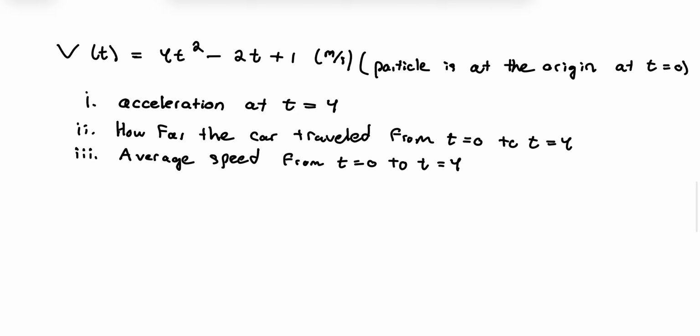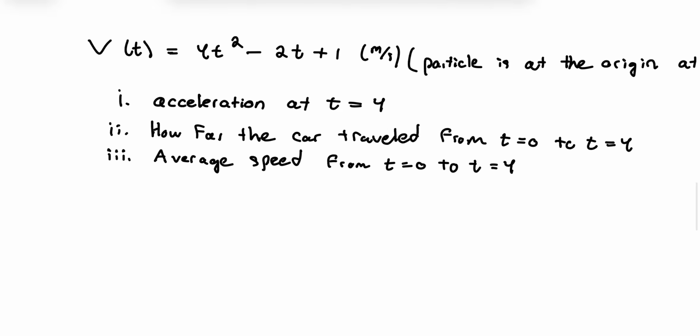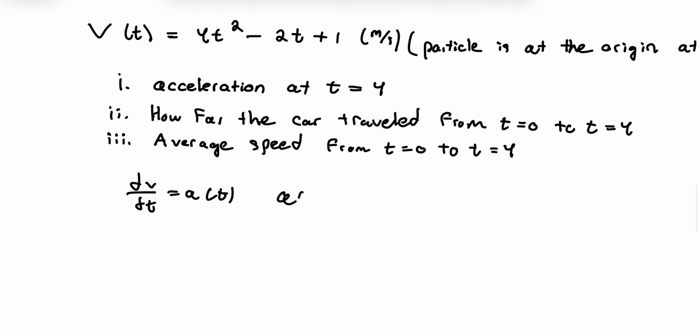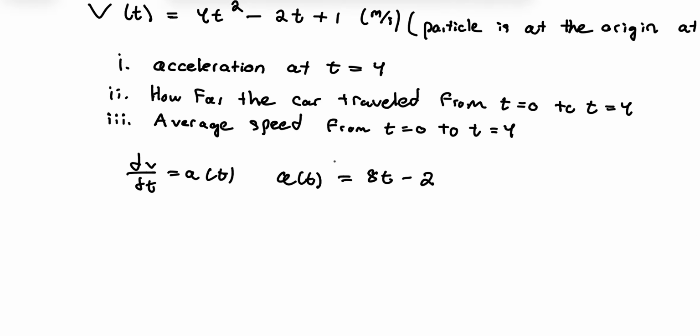So to start with part 1, we know that the derivative of velocity with respect to time is going to be acceleration. So if we just take the derivative of the velocity equation up here, we'll get the acceleration as a function of time for this particle. So using the power rule, we get that the acceleration as a function of time for this particle is 8t minus 2. Now, we want to find the acceleration value at t equals 4.